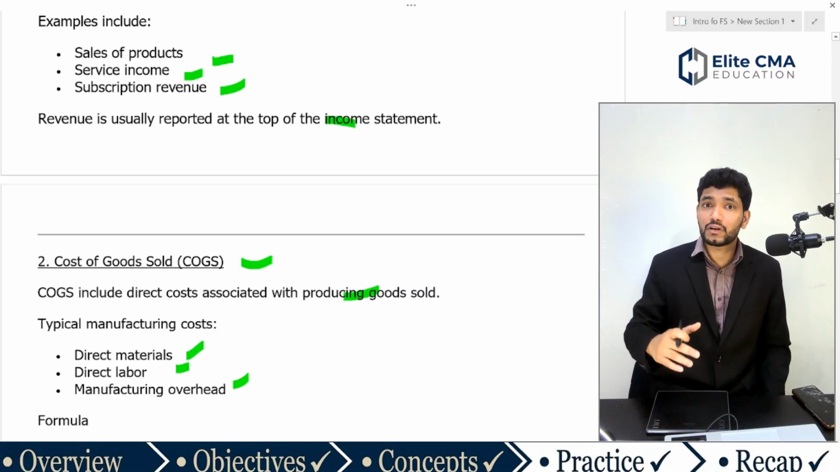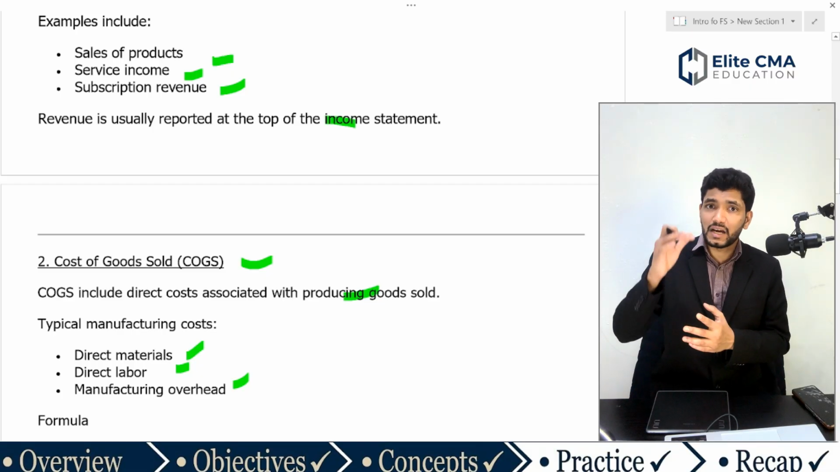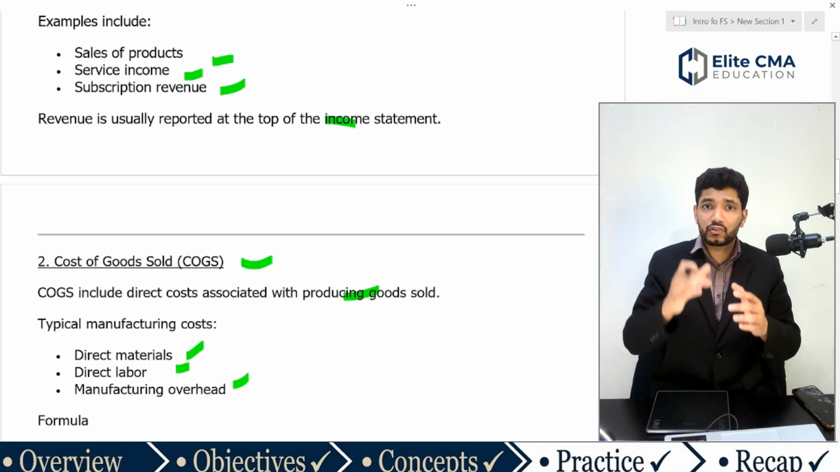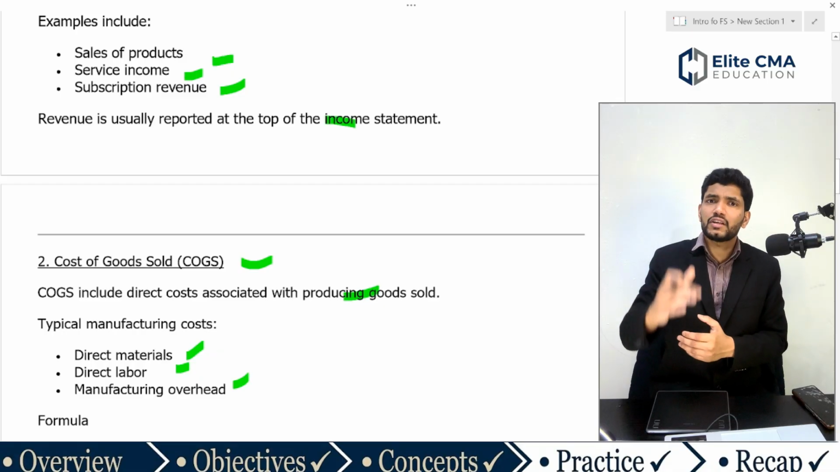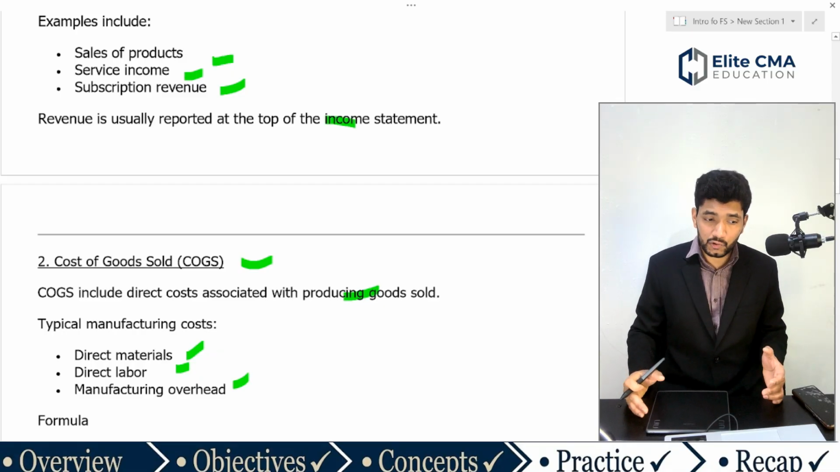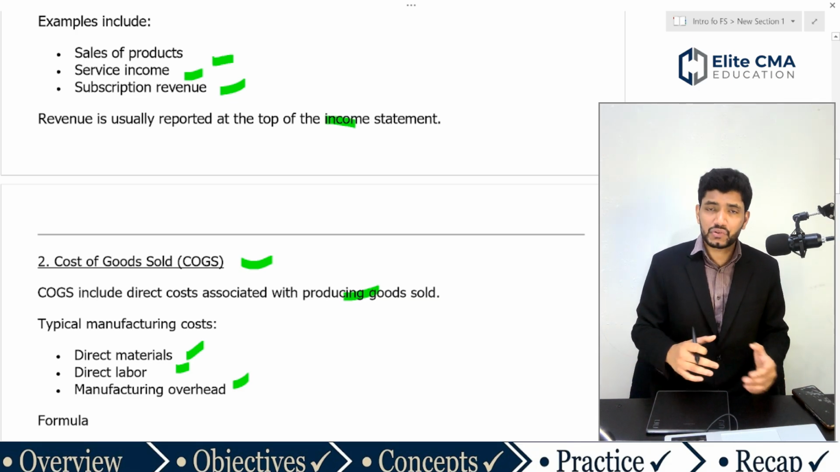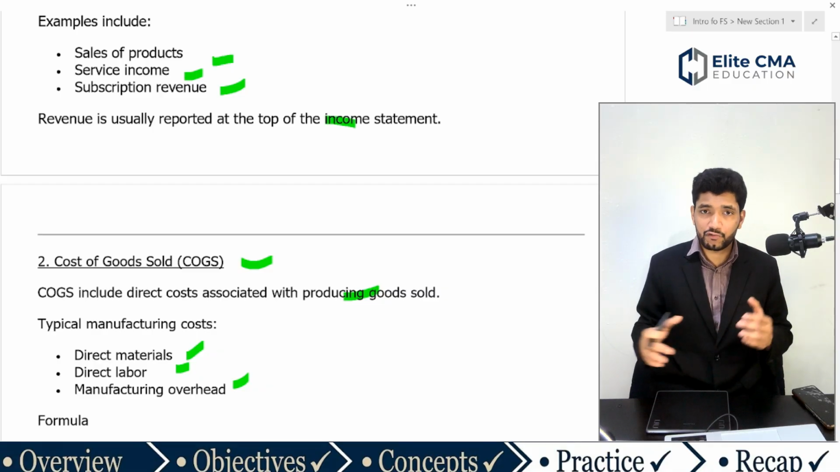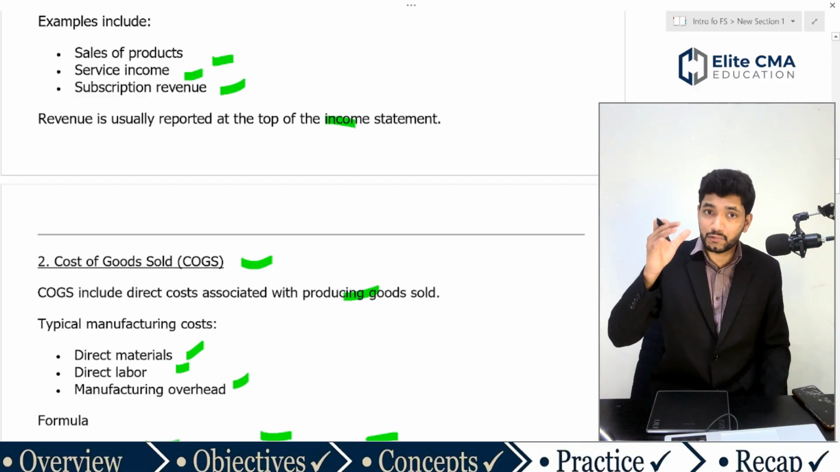Or in the case of a trading company, all direct costs associated with purchasing those goods. Suppose the purchase price plus the freight, storage, all these things will add up to the cost of goods sold in the case of a trading company. But in the case of a manufacturing company, you will add direct material, direct labor and manufacturing overheads. The formula for cost of goods sold is beginning inventory plus purchases minus ending inventory. So then you will end up with the cost of goods sold.